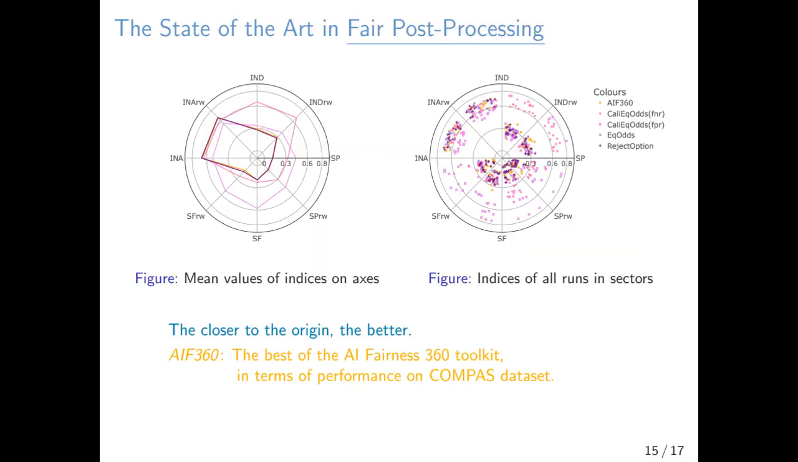We firstly implement the state-of-the-art. We implement all the post-processing methods in the toolkit on COMPAS dataset for 5 rounds. The left plot shows the mean value of 8 performance indices on the axis. And the right plot shows the 8 performance indices of all rounds in 8 sectors. The yellow method outperformed the others because it is the closest to the origin. The method is also suggested by the author of the AIF360 toolkit. We use the yellow method as the most powerful baseline to compare with our method.